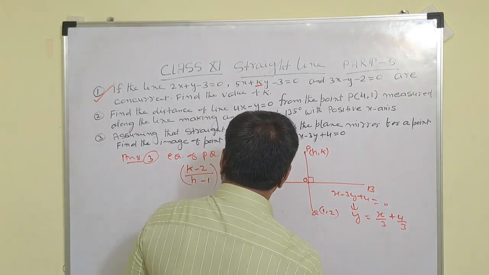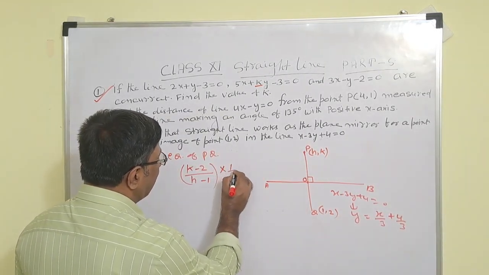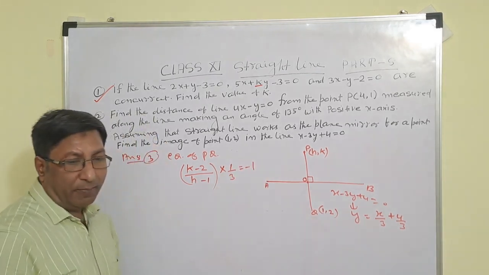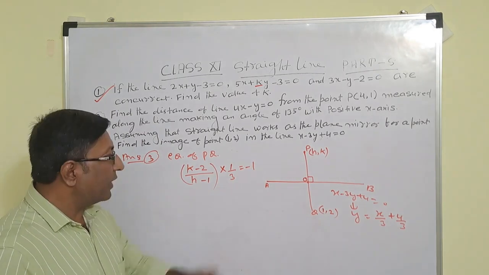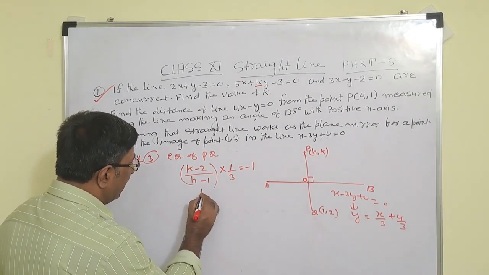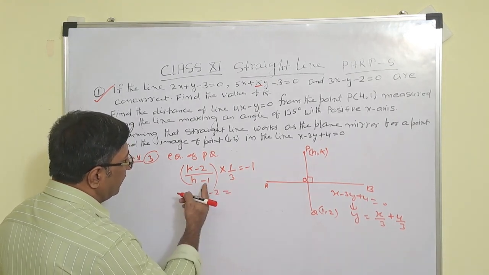The slope of the other line is 1 by 3. This is equal to -1, because the two lines are perpendicular. Now solve this equation: k minus 2 equal to 3h minus 1.